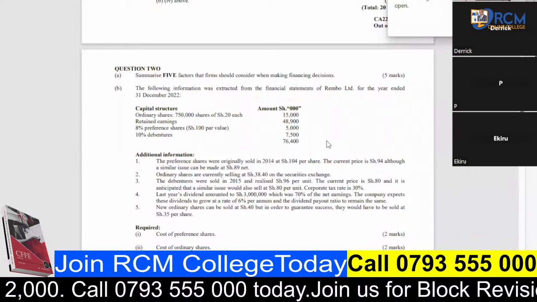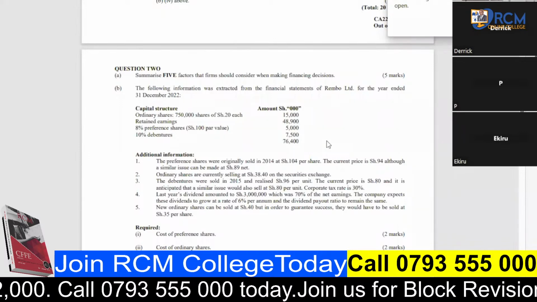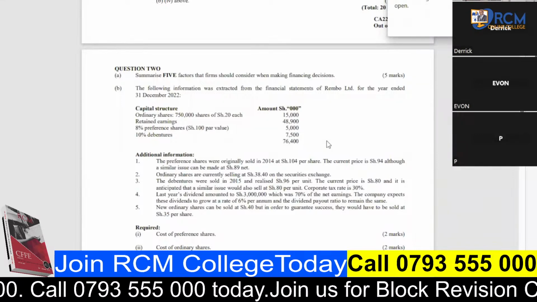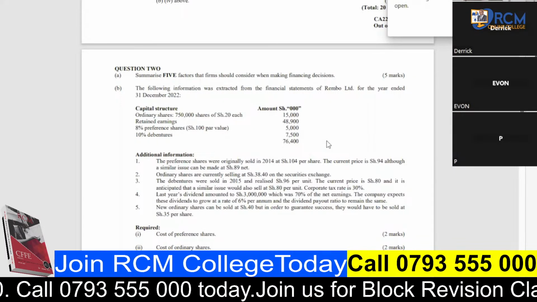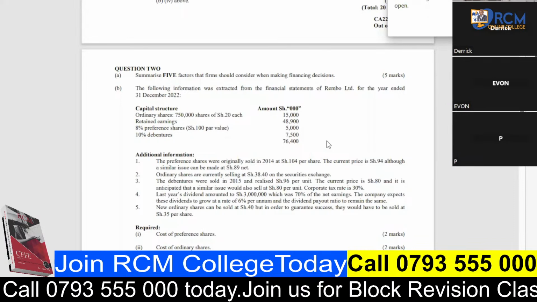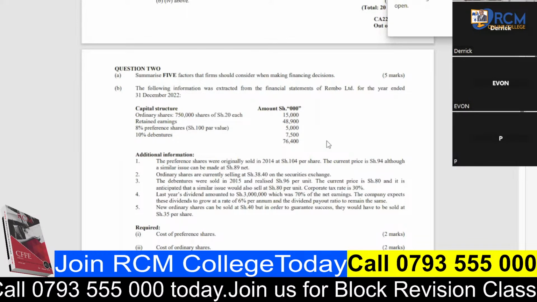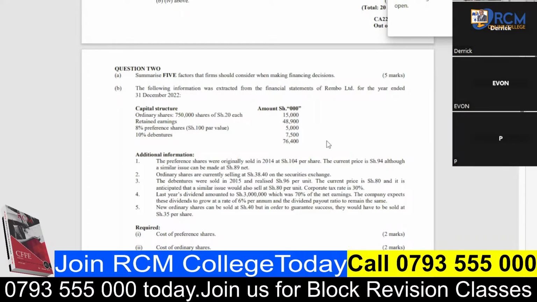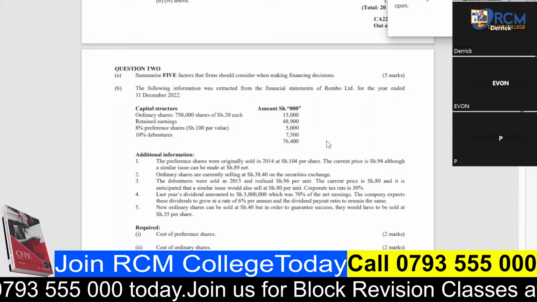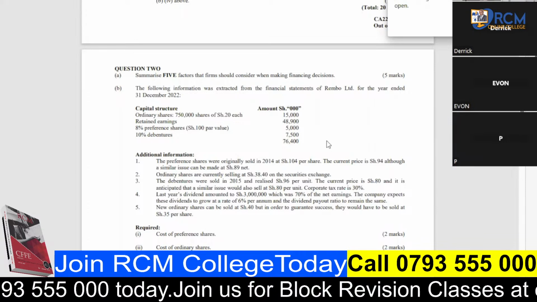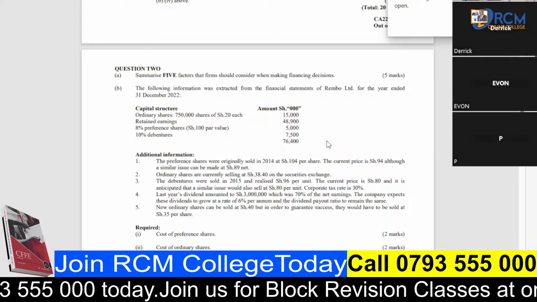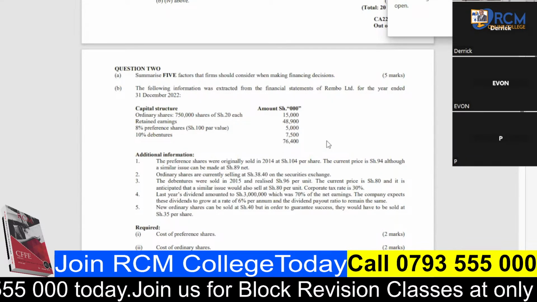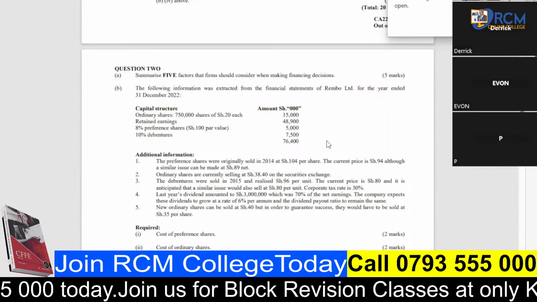Question 2B. The following information was extracted from the financial statement of Rainbow Limited for the year ended 31st December 2022. Capital structure: ordinary shares, 750,000 shares at 20 each, 15,000. Retained earnings 48,900. 8% preference shares at 100 par value, 5,000. 10% debentures, 7,500, a total of 76,400.